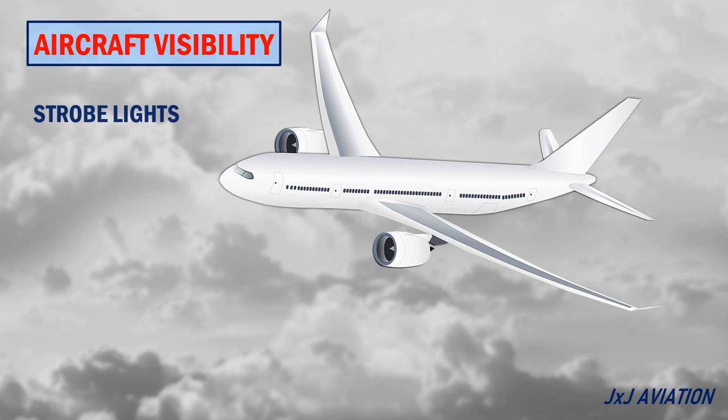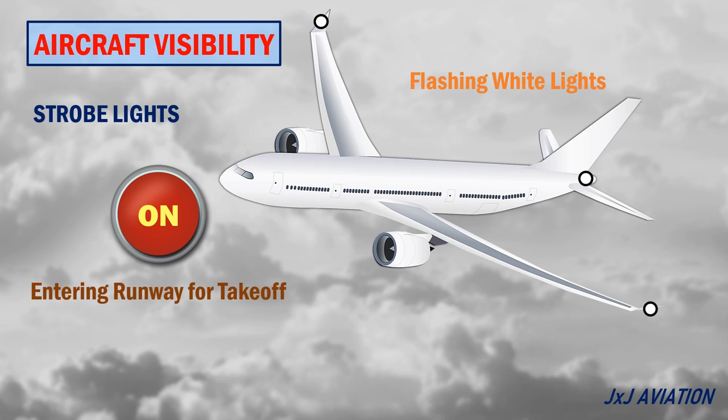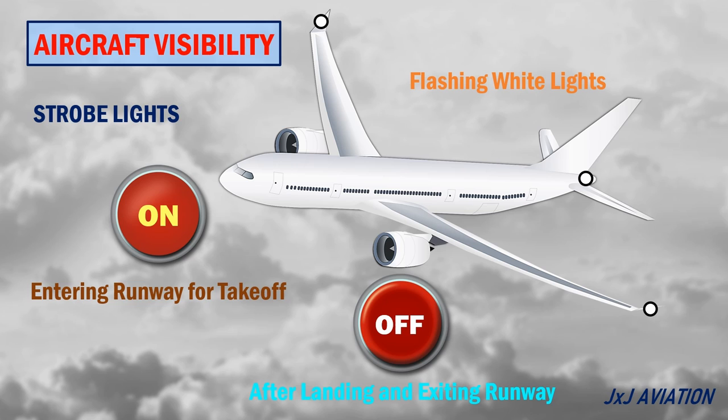Strobe lights. These lights are installed on the wing tips and also on the tail of the aircraft. These are high-intensity white lights, which keep flashing. These lights are turned on when entering an active runway for takeoff, and turned off after landing and exiting the active runway.